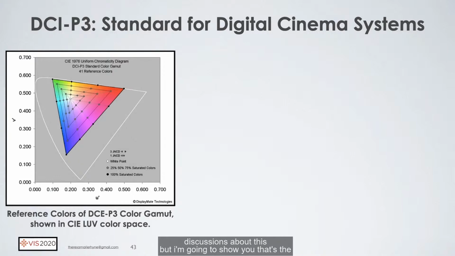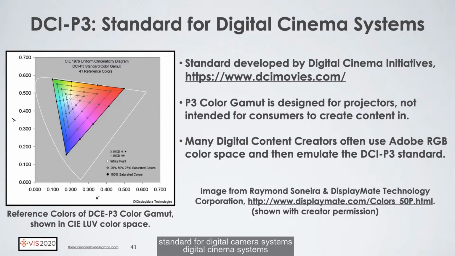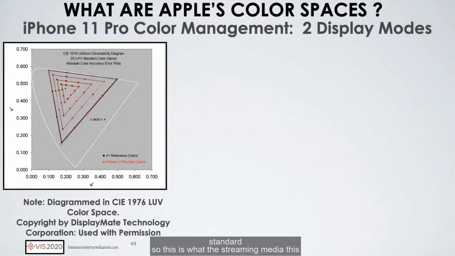But I'm going to show you that's the standard for digital cinema systems. And it's designed, again, let me say, for projectors. It's not intended for consumers to create content. So what's going on here? What's going on is a lot of digital content is created in an Adobe RGB color space. Then they're emulating the DCI-P3 standard. So this is what's going on with streaming media, when you have cinema, digital media produced.